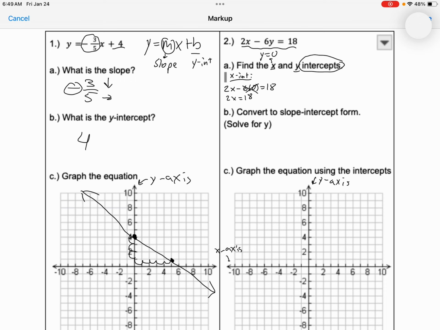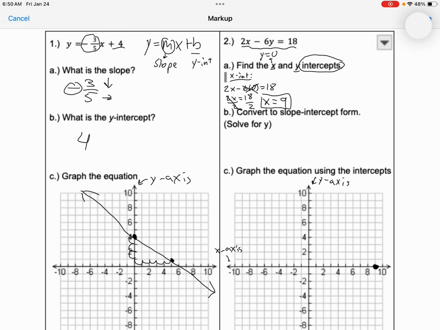Then to solve this, I would divide by 2 on both sides, and that's going to tell me that my x-intercept is at x equals 9, because these 2's cancel out, and 18 divided by 2 is 9. So that is my x-intercept. What that means is that is where on the x-axis my graph is going to cross. So if you look down on the graph, I've put a point here at 9 on the x-axis.